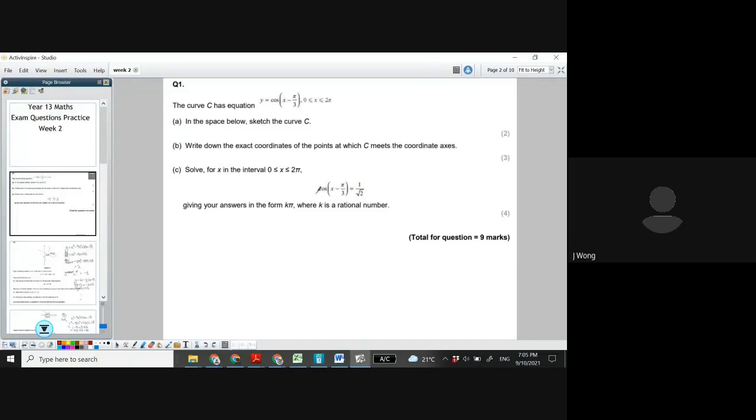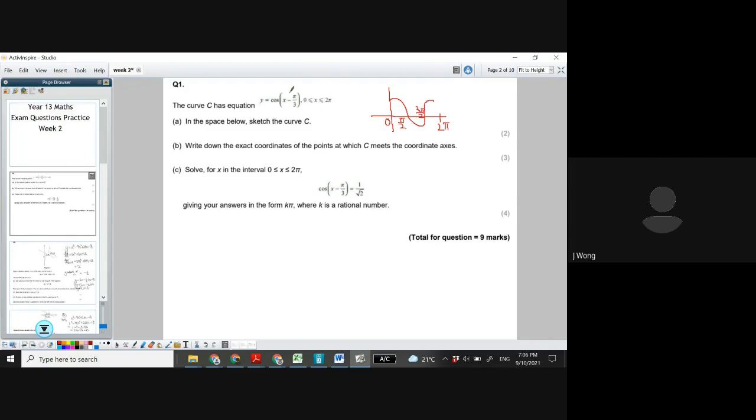Question number 1. So it's a trigonometry question. Firstly, they want us to sketch the graph C, y equals cos bracket x minus pi over 3, in that interval. So if we draw the usual cos x graph, it will look like that from 0 to 2 pi, and the x-intercepts will be pi over 2 and 3 pi over 2.